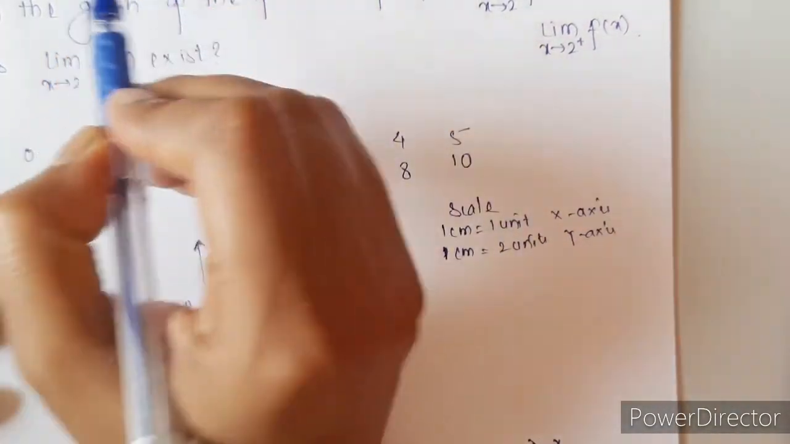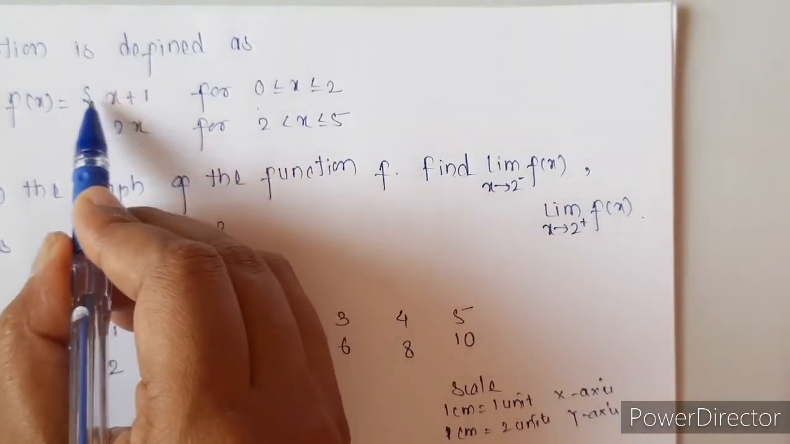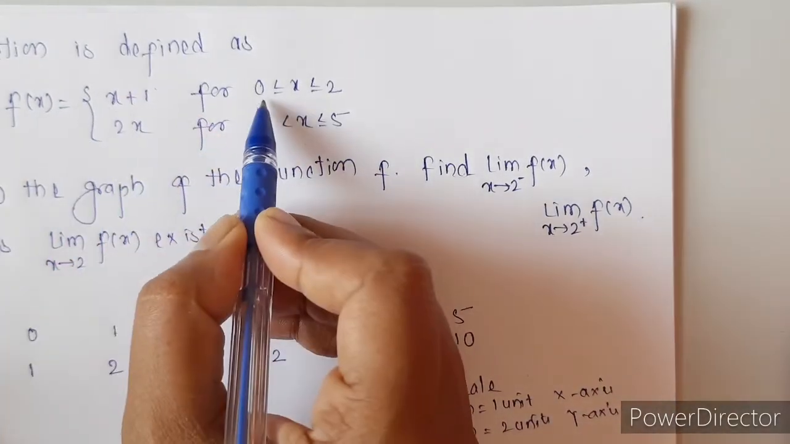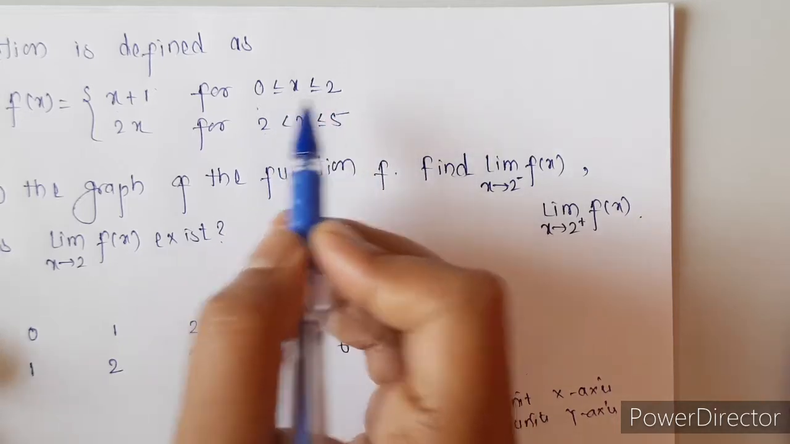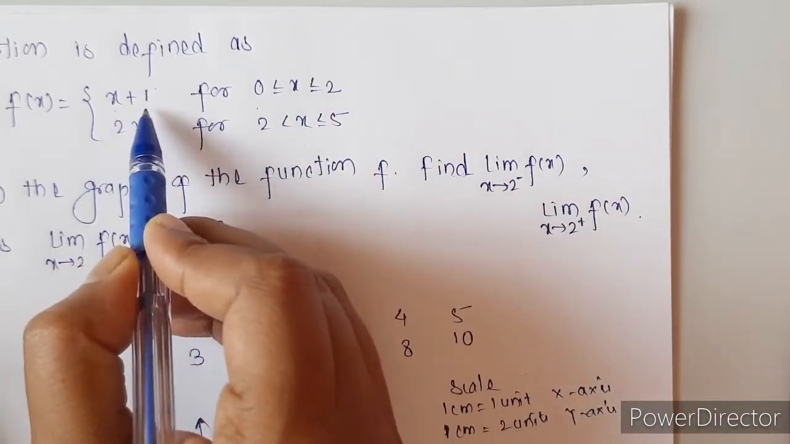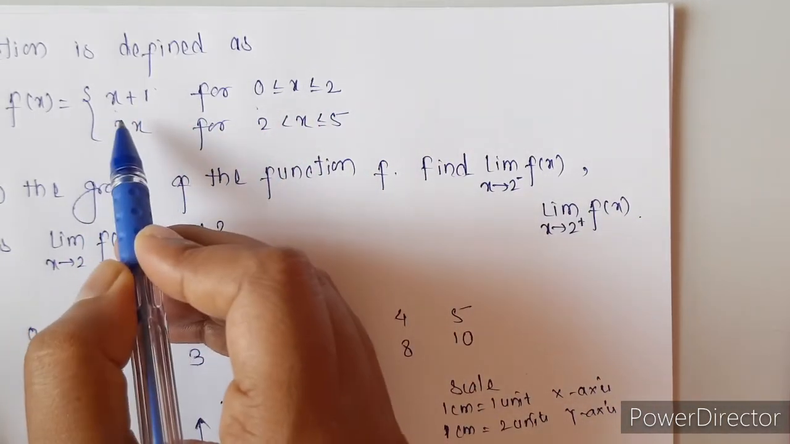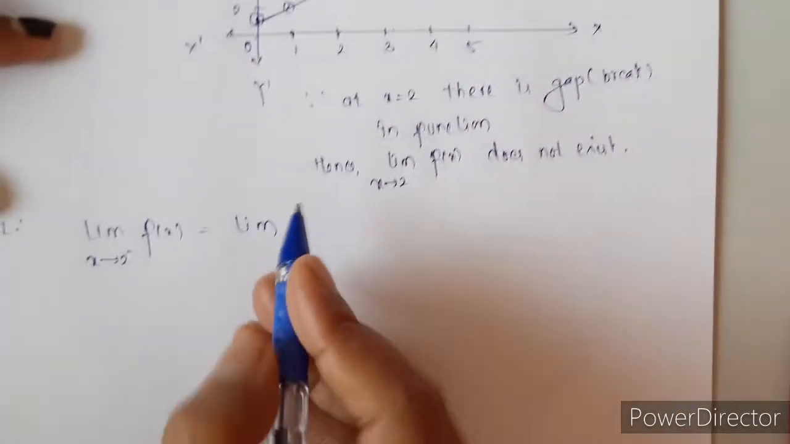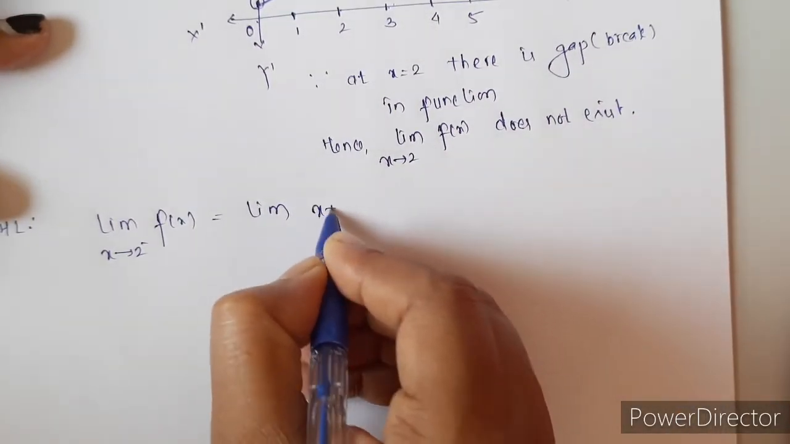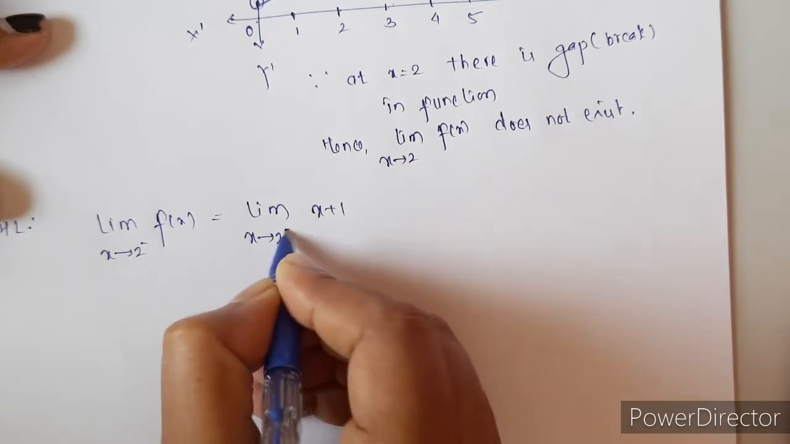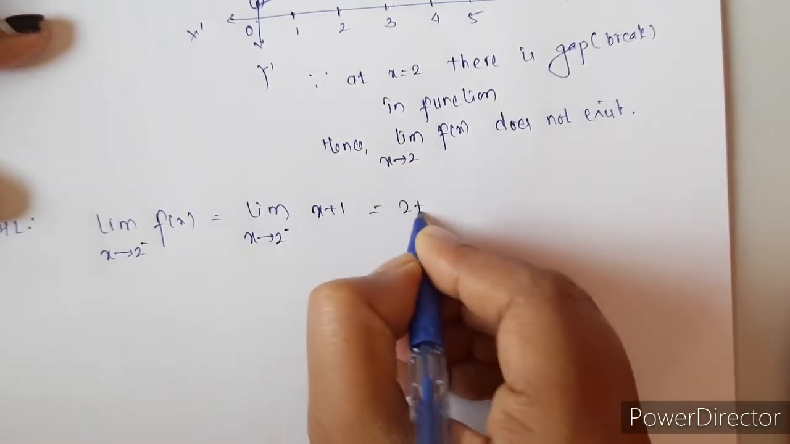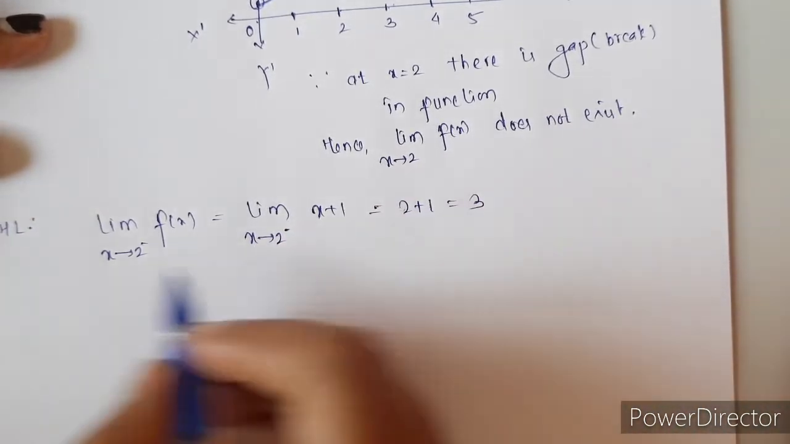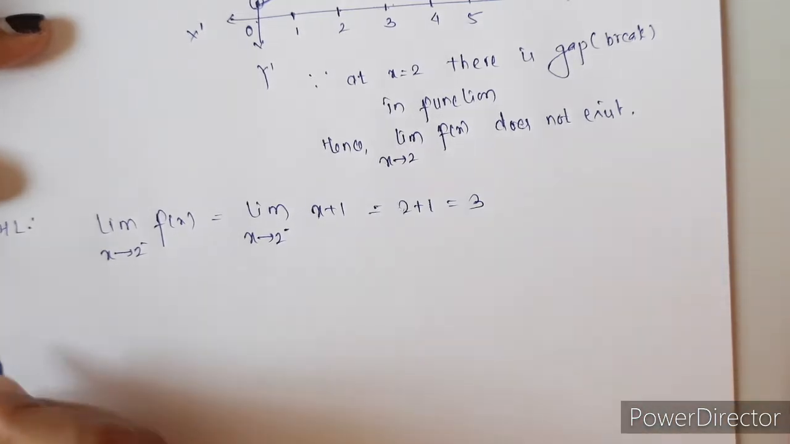This function x plus 1 is defined here. So for the left hand side we have to take this function, and for the right hand side we have to take the other function. So on the left hand side, x plus 1 when x is going towards 2 from the left hand side, it will be 2 plus 1, which equals 3. So the left hand limit is nothing but 3.